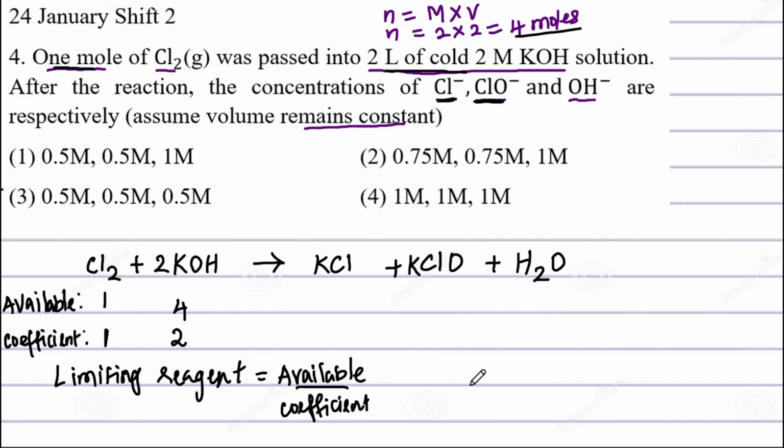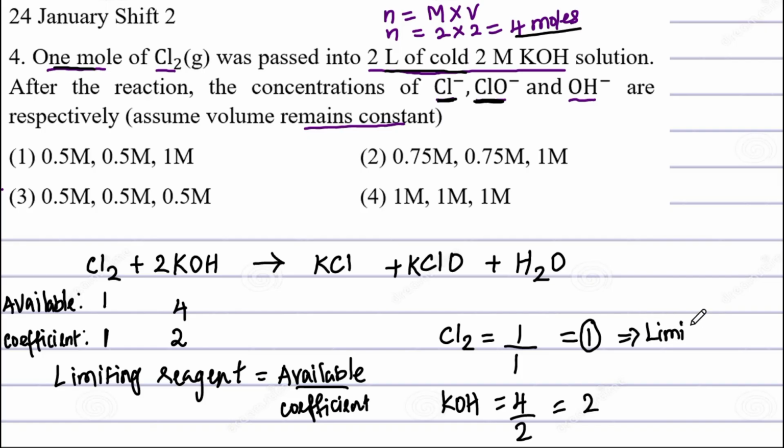So let us divide the available number of moles for Cl2. The available number of moles is 1 and the stoichiometric coefficient is also 1. So we are getting the number 1. Then for KOH, the available number of moles is 4 and the stoichiometric coefficient is 2. So we are getting 2. Now the reactant which has the lowest value is called the limiting reagent. So from this, the limiting reagent is Cl2.